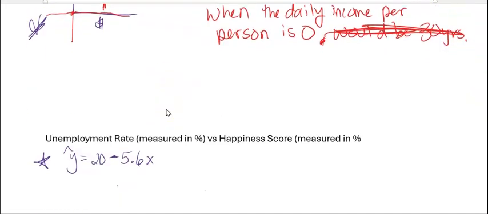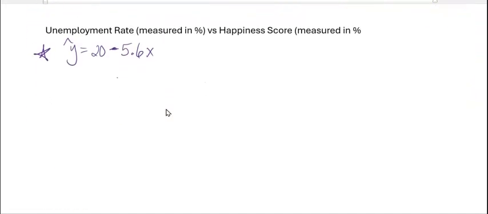So if I scroll down here to my second example, this time similar situation, everything's made up. Unemployment rate, which is measured in percent, versus the happiness score. The unemployment rate would be our x topic, the happiness score would be our y topic, and if we are asked to interpret the y-intercept, first thing we need to do is identify it. And remember, it is the value that is not attached to the variable. So in this case, it would be 20.